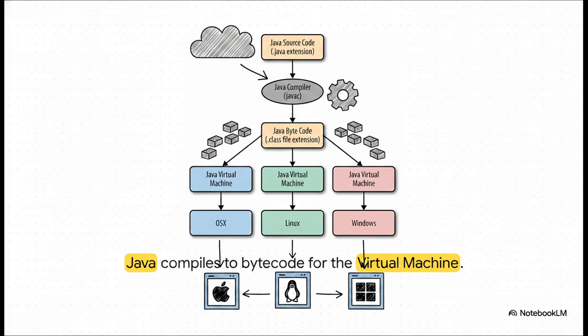Now Java takes a slightly different architectural path to get to the same destination. Instead of compiling all the way down to native machine code right off the bat, it compiles your source code into an intermediate bytecode. Then a Java virtual machine, or JVM, steps in and interprets that bytecode for whatever specific host system it happens to be running on. This is the heart of that famous write once, run anywhere philosophy. It allows your exact same data structures to run smoothly across Mac, Linux, or Windows without ever having to rewrite the core app.